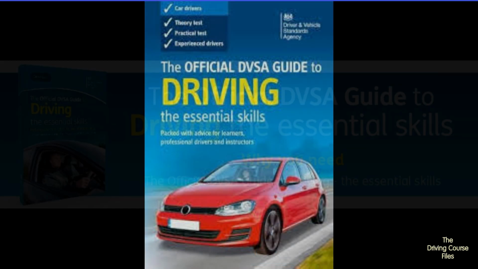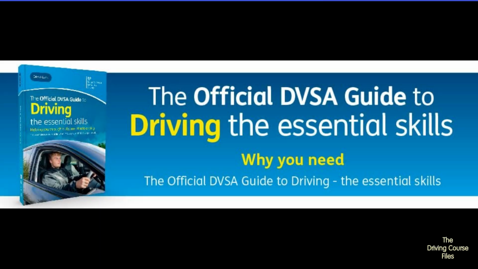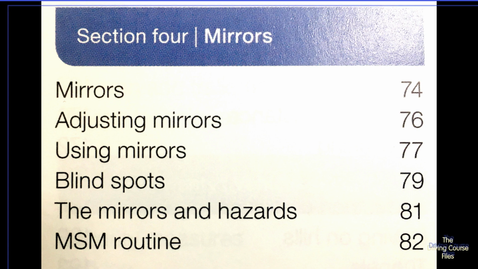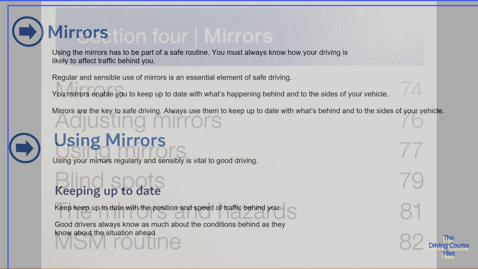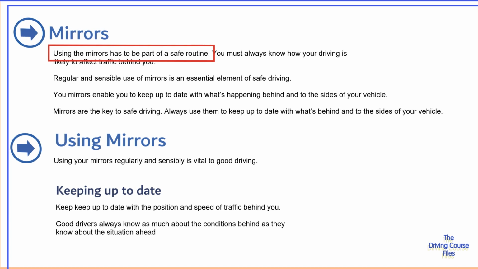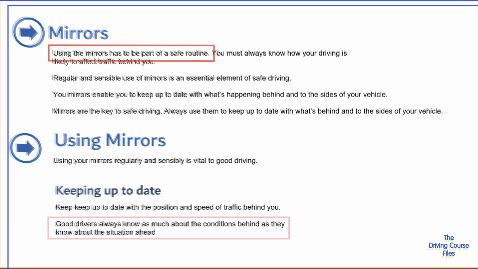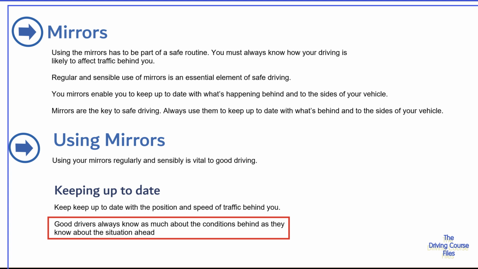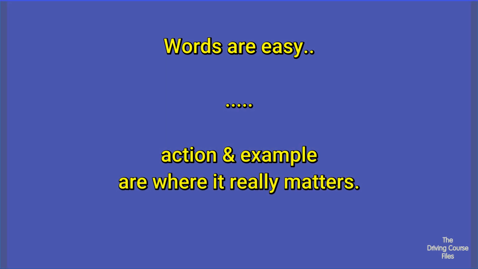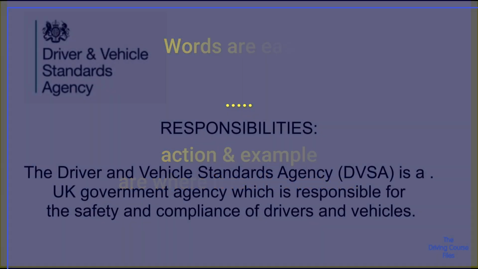Next, it is interesting to look at the DVSA's official guide to driving, in which, of the 485 pages, some 8 are a chapter purely concerned with mirrors. The introduction to the chapter says that using mirrors has to be part of safe driving practice. It also states that good drivers always know as much about the conditions behind as they do about the situation ahead. I have paraphrased slightly, but it is all there, at least in words, which are the easy bit. Action and example are, of course, where it really matters.